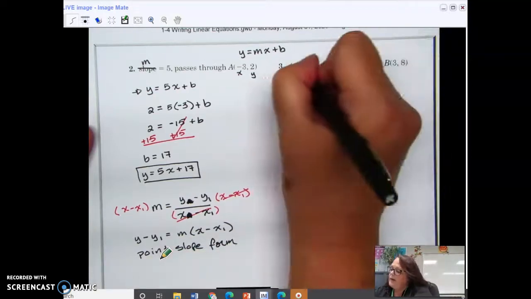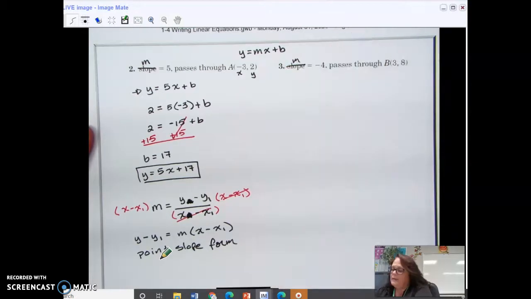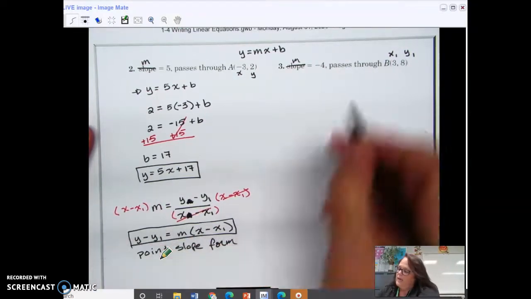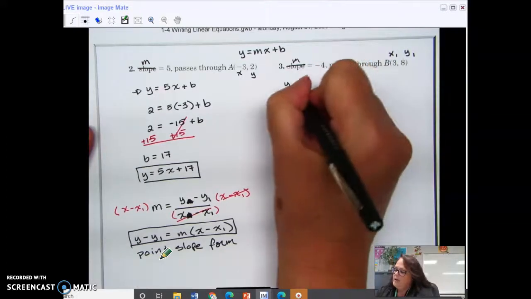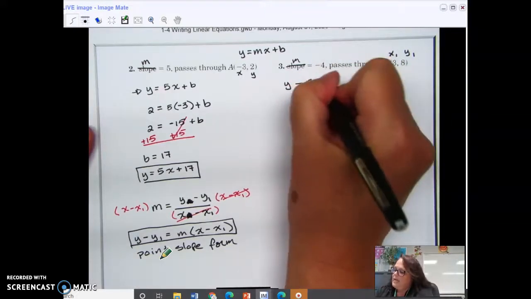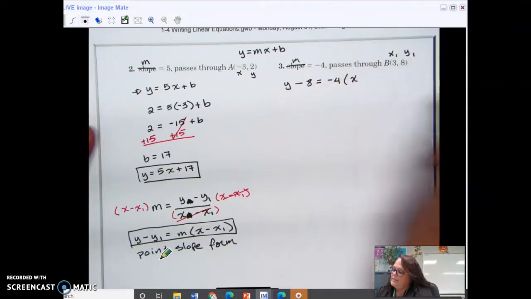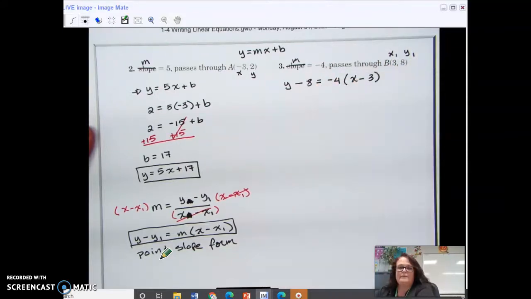So coming up here, I have the slope is m. I've got my x1 is 3 and my y1 is 8. So when I plug that into this equation, I'm going to say the y that stays minus the y they gave me, which is 8, is equal to the slope times the x that stays minus the x they gave me. So again, that came straight from the slope formula.